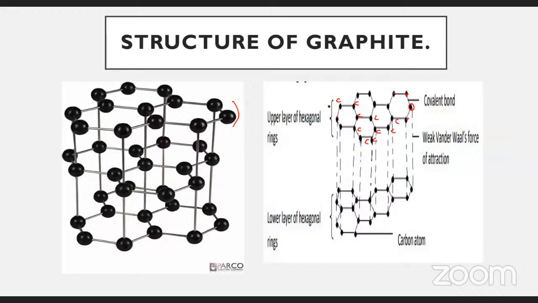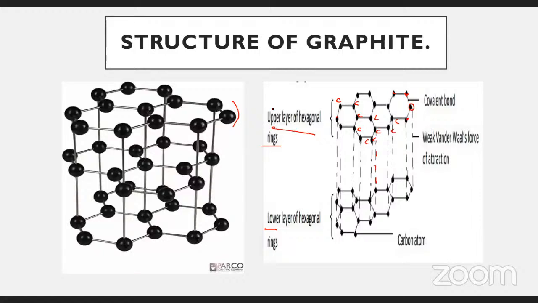Then this is the first layer, as you can see. Upper layer of hexagonal rings, lower layer of hexagonal rings. These two lines we are having, these ones here, are the ones we call weak van der Waals forces of attraction. We are trying to show how the forces between the first layer and the second layer look, and also to show that graphite is made of layers which slide over each other.